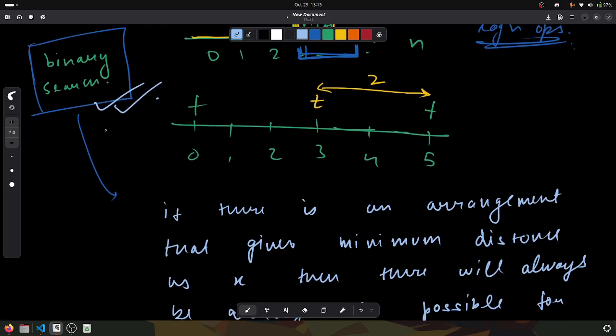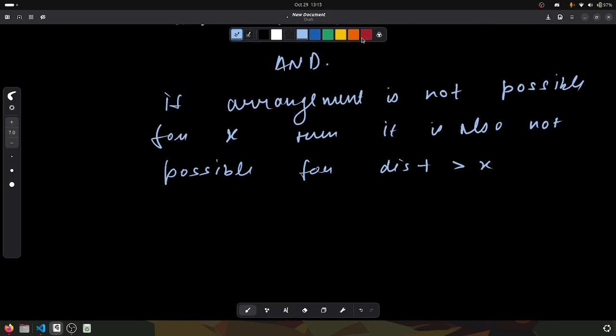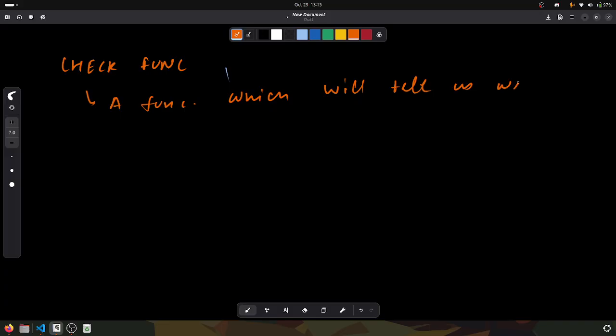Now all that remains is for us to write a check function. We need to now design a check function, a function which will tell us whether a distance is possible or not. So let's think about how we can write this check function.